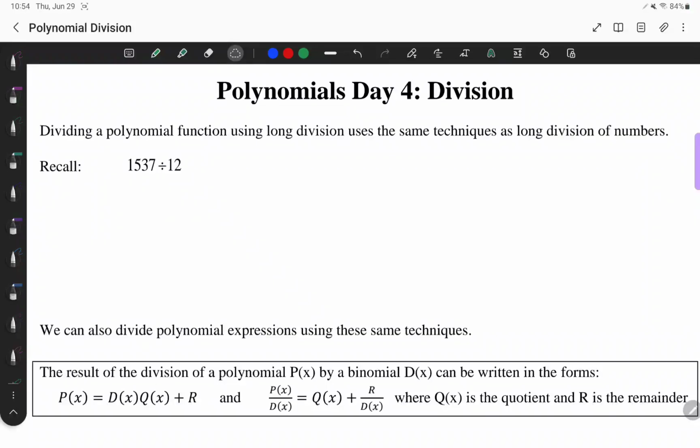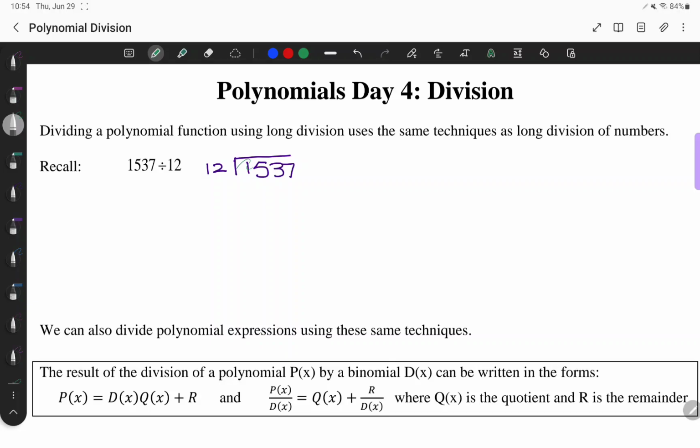We're going to look at dividing polynomials, but before we jump into this, we're actually going to start off by refreshing long division just for numbers. So let's take a number like 1,537, and we're going to divide it by 12. Now, as we do this, we're going to pay attention to the process and the steps we follow in the long division, and then we're going to use those same steps with a polynomial.